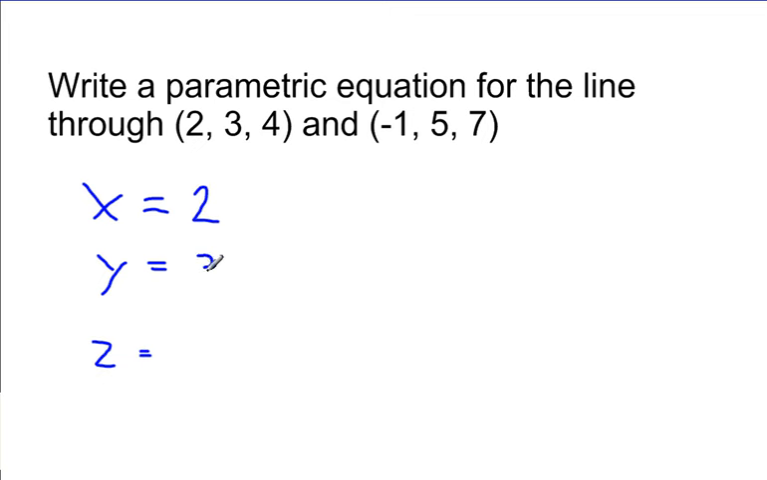So here's 2, 3, and 4. And I see that to go from 2 to negative 1, I'd be subtracting 3. And I know that it's going to be a line, so it's going to subtract 3 every time. So minus 3t for every t. To go from 3 to 5, I add 2, so we have plus 2t. And from 4 to 7, I'm adding 3t. And now you know how to write a parametric equation in three space.